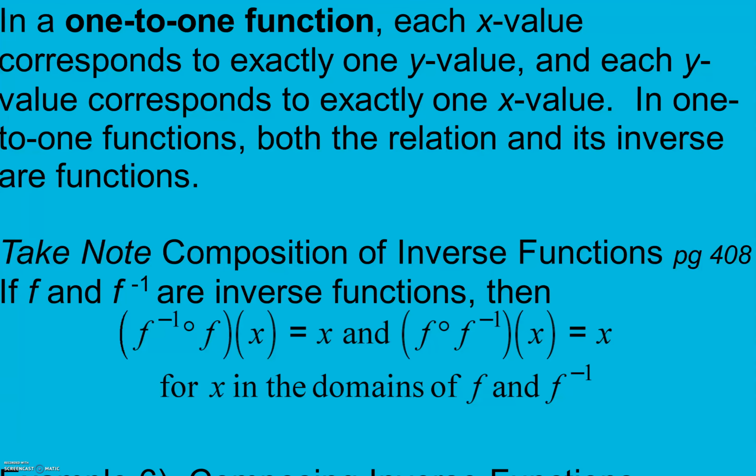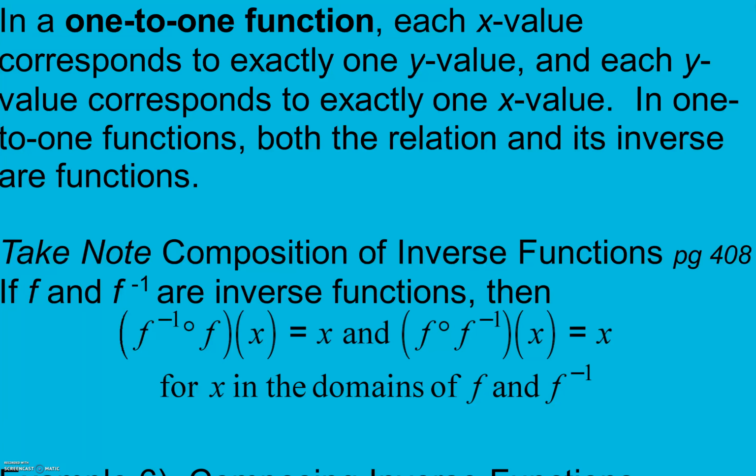Continuing on in section 6.7, in a one-to-one function, each x value corresponds to exactly one y value, and each y value corresponds to exactly one x value. In one-to-one functions, both the relation and its inverse are functions. Take note here, composition of inverse functions on page 408.